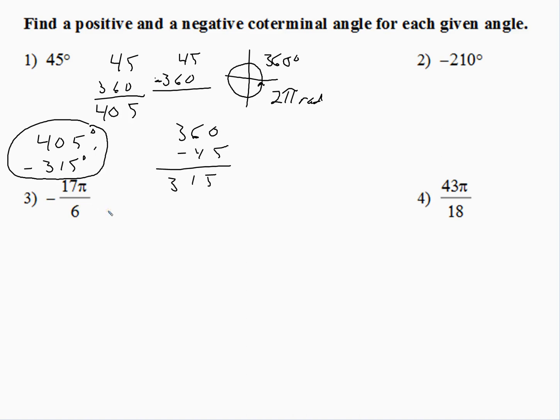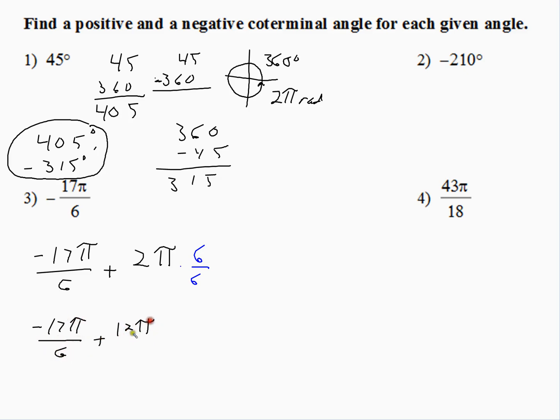Over here we have negative 17 pi over 6. We know that one full rotation is 2 pi, so we can add 2 pi and subtract 2 pi to this. The thing that's different about these is they are fractions. So we're going to take negative 17 pi over 6 and add 2 pi. But in order to add, we need a common denominator. The common denominator will be 6, so we multiply top and bottom by 6. And so what we have is negative 17 pi over 6 plus 12 pi over 6, which actually gives us negative 5 pi over 6.